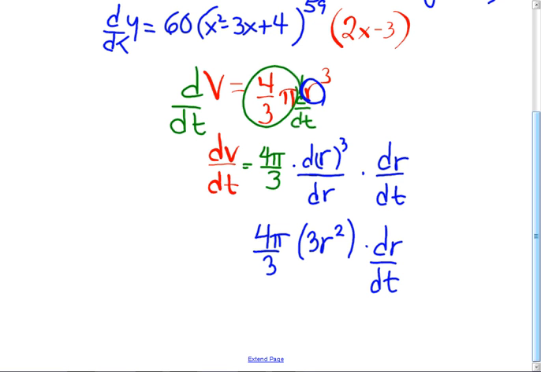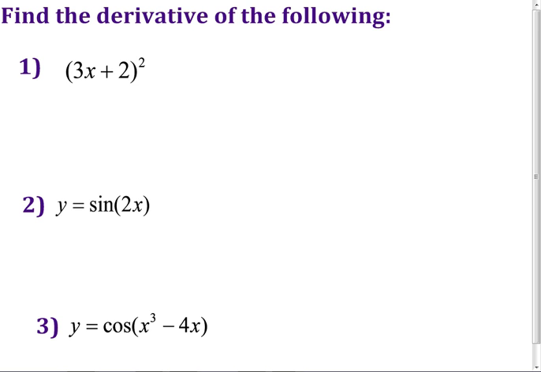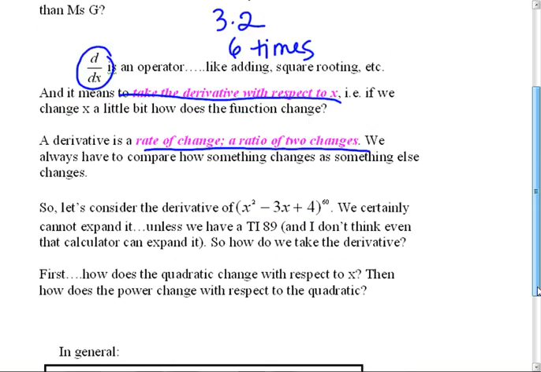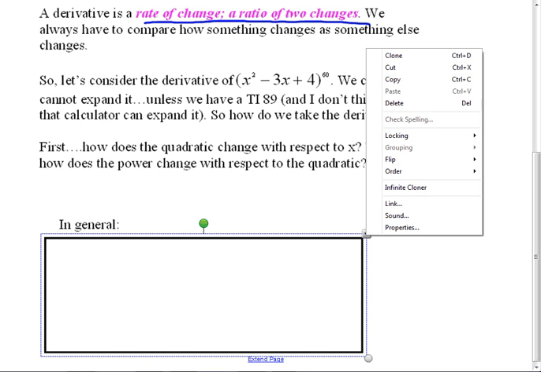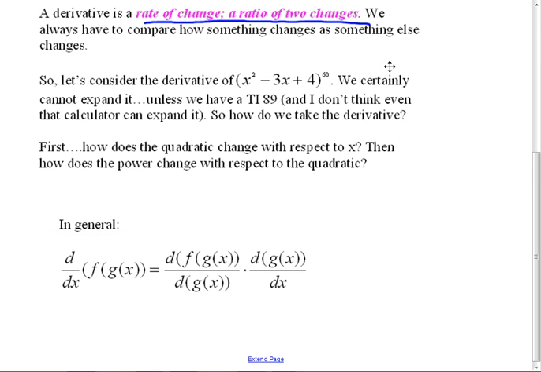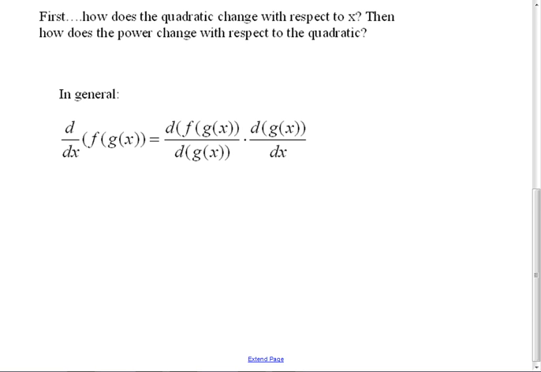So first I have to do the derivative of the cubic with respect to what's in there, which is r. And then I have to see how r changes as time changes. So if I go back to the very first sheet, which you have, how do we say that? Can I just cut that? There it is. A derivative of a composite function.